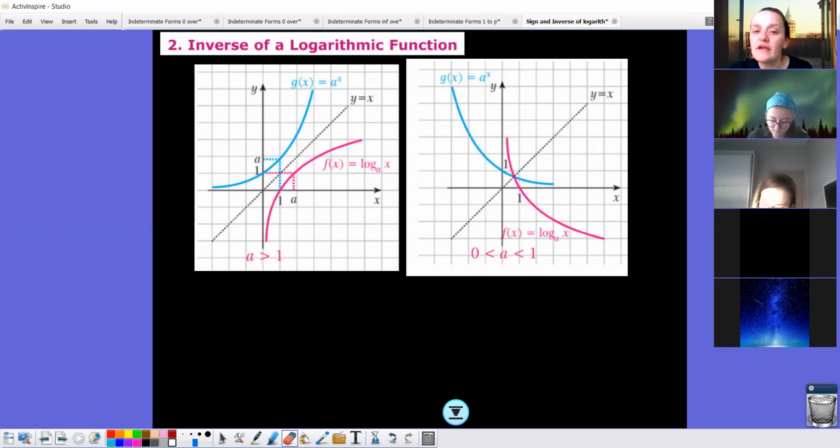Inverse of a logarithmic function. You don't have to draw these ones. You have them in your book. You can write the title, then I will show you how we are finding the inverse.